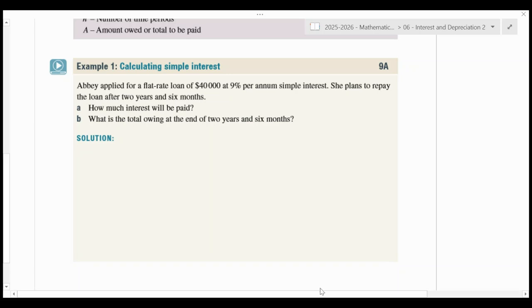All right, we are calculating simple interest today. So the first of our types of interest, we're going to do compound interest a bit later, but simple interest is, as it says, pretty simple. So we have a formula for it.